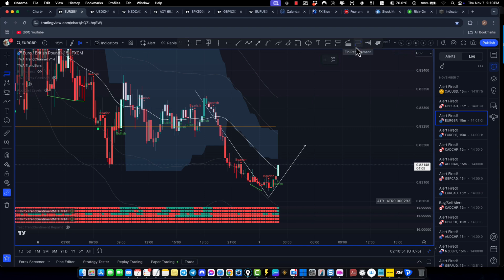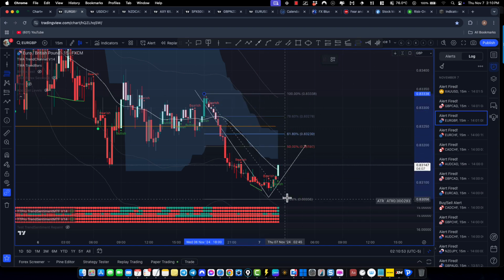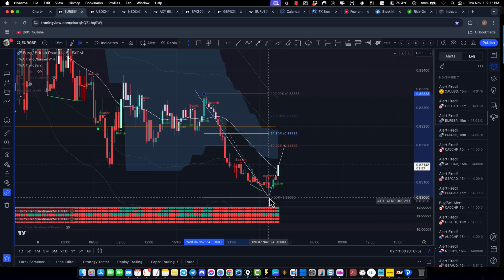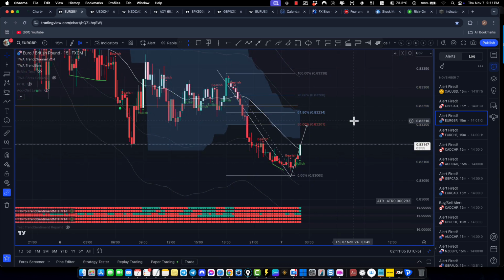And we grab the fib retrace. We always go high to low. And we're looking for the swing back into equilibrium. You know, just be patient, guys, and let it come to you. All right, that's what we're looking for. We've marked up the chart. We know what we're looking for.